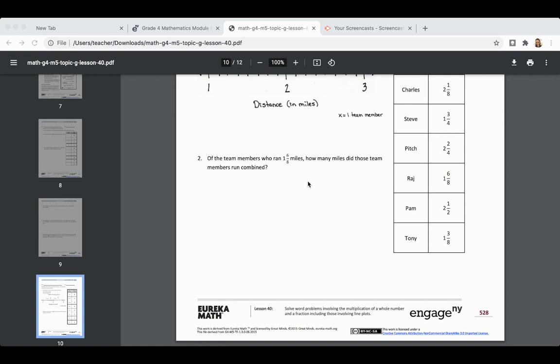So you're going to look to see how many kids ran that amount, and then you would multiply that whole number of how many kids times the amount of miles they ran. So again, you're doing that distributive property that we've been talking about, where you're multiplying a whole number times a mixed number. When you are done, you need to turn it into the gray basket.